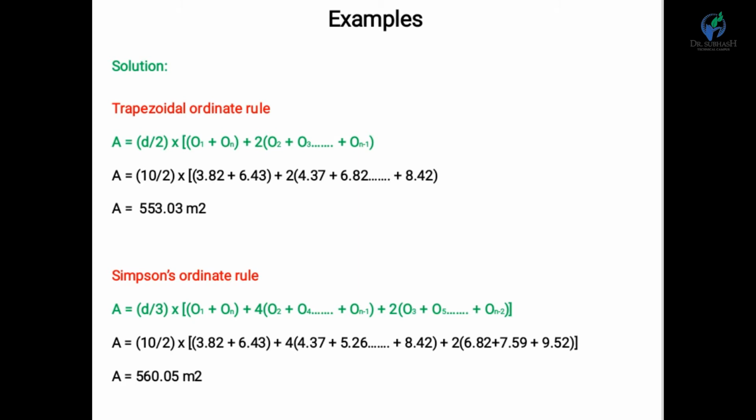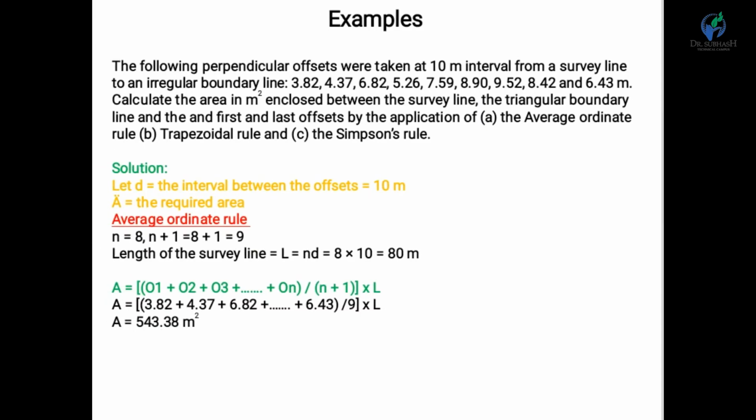The formula for finding the area by that rule is d by 3 multiplied by first ordinate plus last ordinate plus 4 into the sum of the even ordinates plus 2 into the sum of the odd ordinates. Now we put the values into the formula and we get the area as 560.05 square meters. We see that the three areas are different as per the rules.